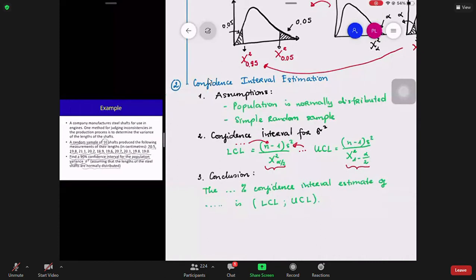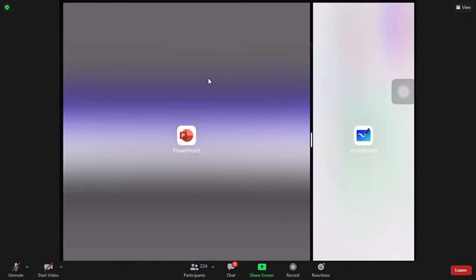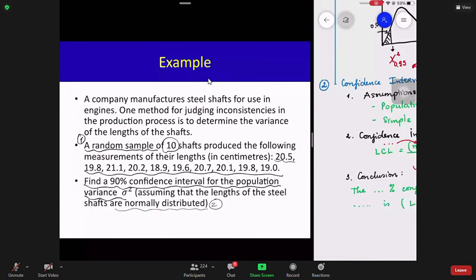So we know that the population of length of the steel shafts is normally distributed, as given in the question. And we have a simple random sample here. So both assumptions are satisfied. After you say that the assumptions are satisfied, we can now find the confidence interval estimate by applying the formula for the lower confidence limit and upper confidence limit.